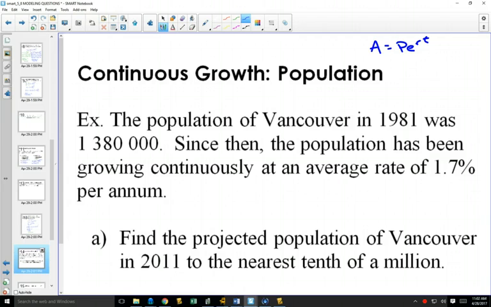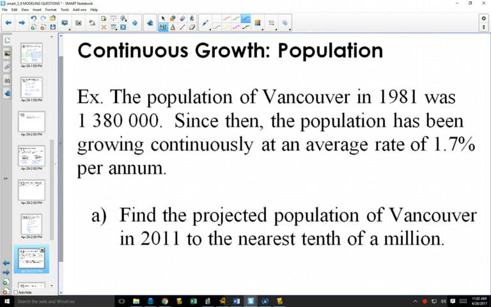Another application of the PERT formula is continuous growth. So anytime something is growing continuously, that PERT formula, we saw it with interest rates and compound interest. If it was compounded continuously, this formula appeared. Well, we can also use this formula for populations. So here we have a population question. It says in Vancouver, 1.38 million in 1981 was the population, and it's been growing continuously.